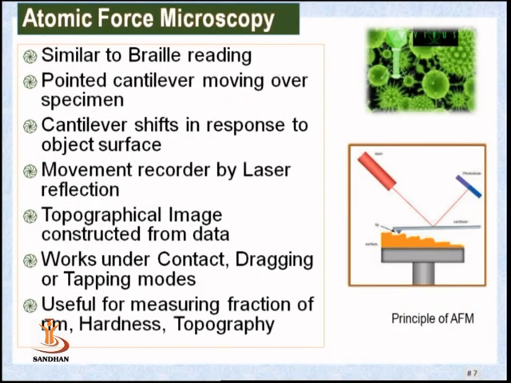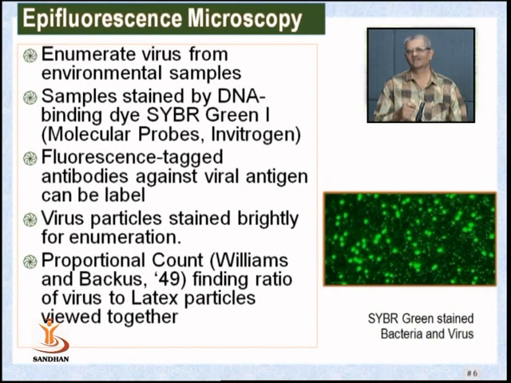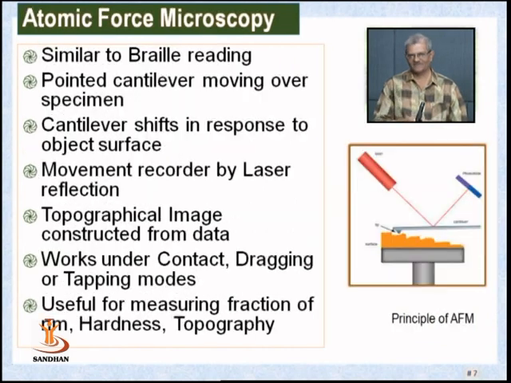Now, another way to find out the viral population is by making use of proportional count, where the sample is mixed with a known number of latex particles, and the ratio of latex to viral particles is compared, and that is how we can exactly enumerate the total number of viruses in a sample.